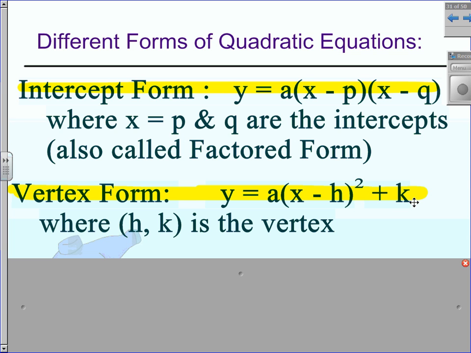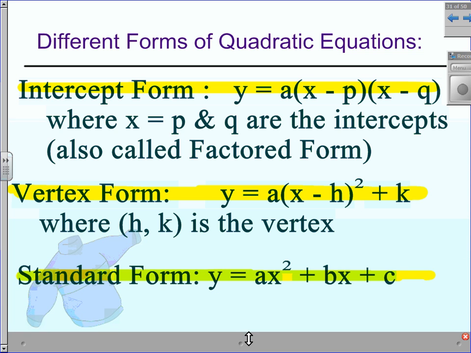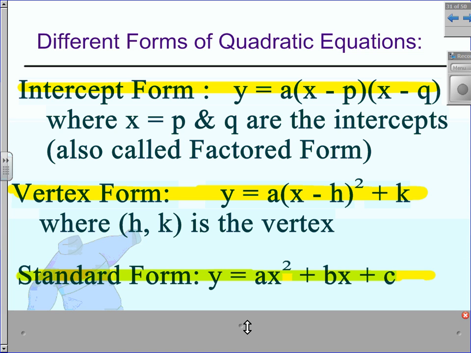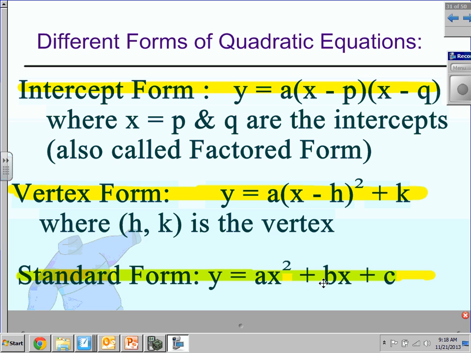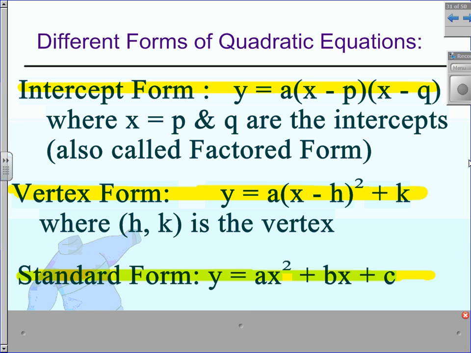The vertex would be at (h, k), and then looking at the a value can tell you whether the parabola opens upward or downward, and whether it is wide or narrow. So vertex form gives you a nice sketch of a parabola, and most parabolas are given in standard form. That's just y equals ax squared plus bx plus c. Standard form is what it usually comes in. It's not as useful for graphing in that form.